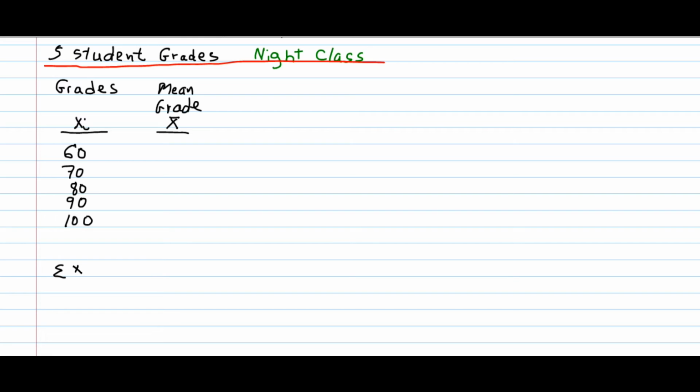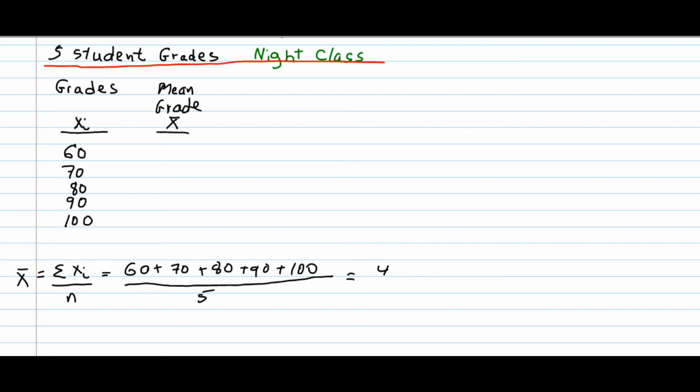If you take all the x sub i's and divide by n to get x bar, you take 60 plus 70 plus 80 plus 90 plus 100 divided by little n. Little n is the sample size, 5. And so we get 400 divided by 5, which is 80. So we get the same x bar for the night class as we did for the day class.